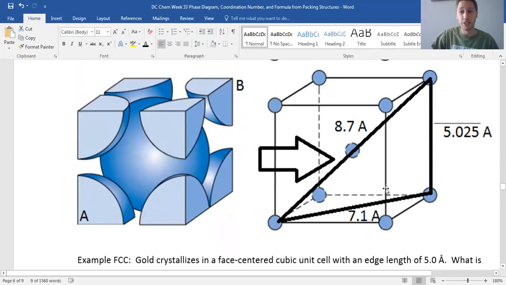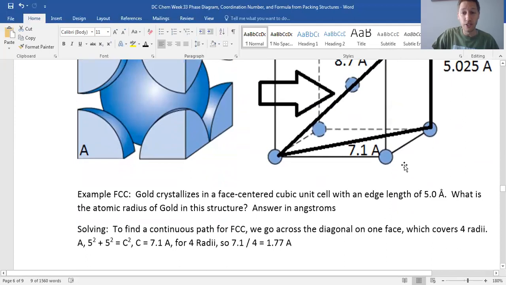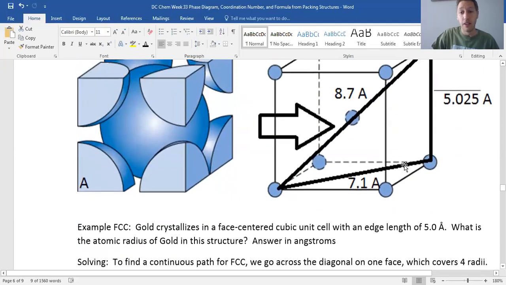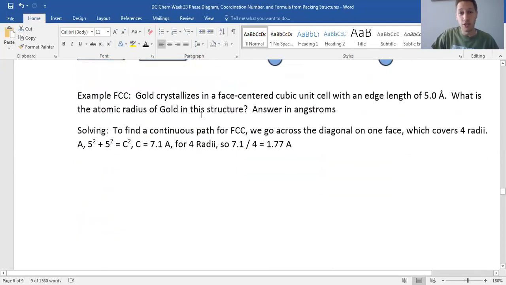All right. This is the most complicated one. The FCC one is a little easier. So that's it. Same question, except that I haven't changed the edge length. All I changed is the type of packing, and now we're entering angstroms.